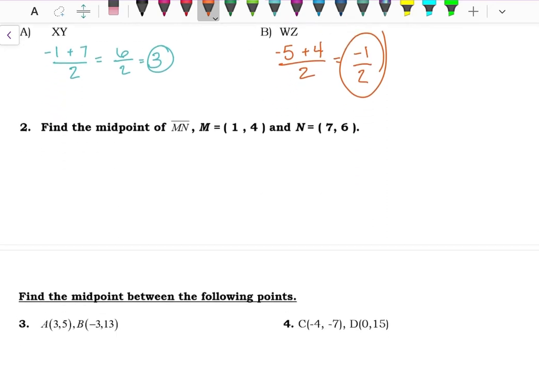Okay. Find the midpoint of line segment MN. Here's M and N. So first thing I'm going to do is label our x1, y1 and our x2, y2. Now here's our midpoint formula. I'm just going to rewrite it over here so you can have it ready. I know you all have it on one page, but I don't.